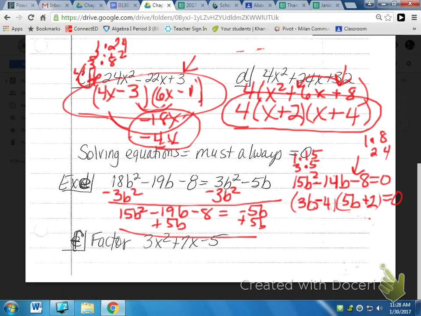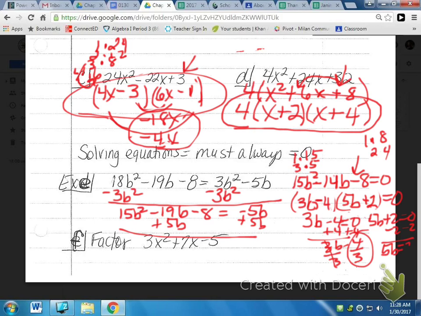So set each one of these equal to 0. And solve them. So add 4, 3b equals 4, and divide by 3. So one answer is 4/3. Here subtract 2. 5b is 2, and divide by 5. So 2/5. My two answers on this one would be 4/3 and 2/5.